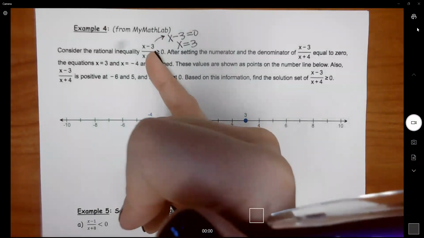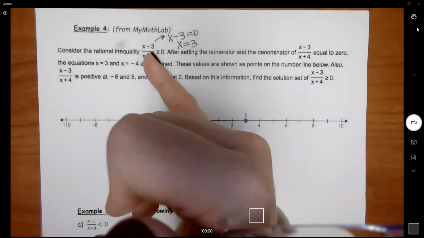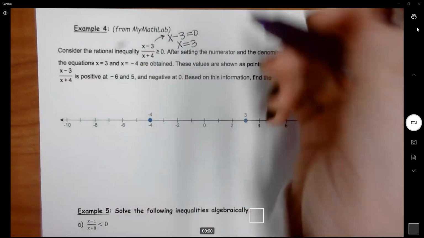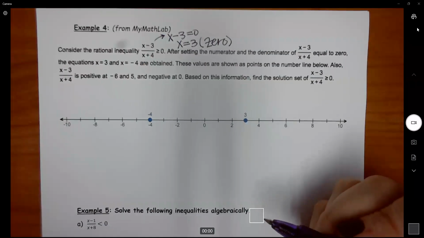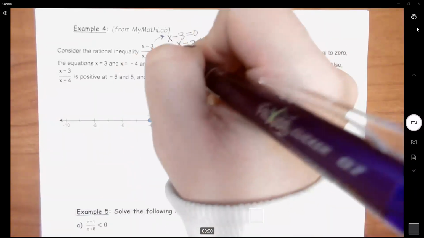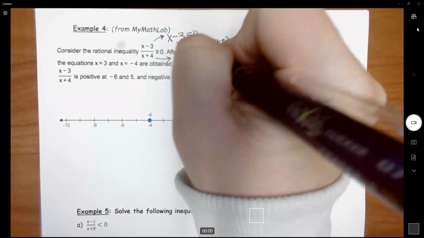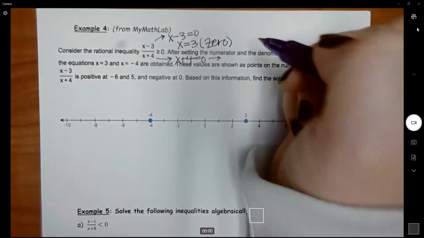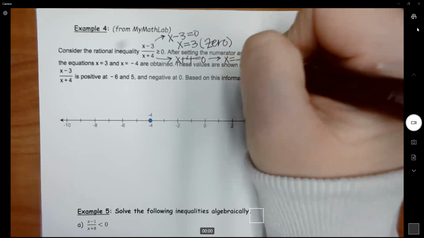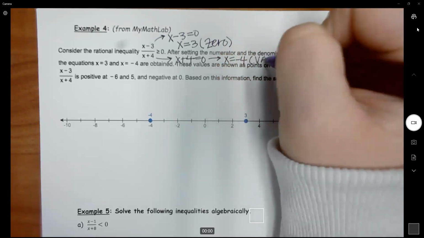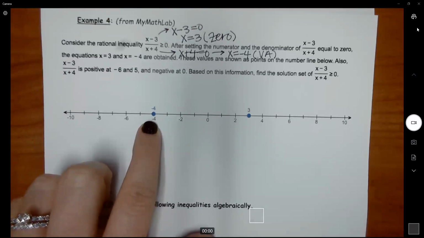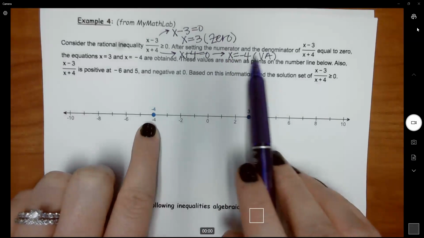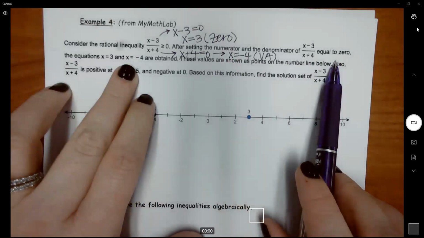What does the top tell me? Because we do need to know the difference. This here tells me my 0, my x-intercept. Then when I take the bottom, x plus 4 equals 0, and I subtract that 4 over, I get x equals negative 4. And this is my vertical asymptote. So I see my vertical asymptote here, and that's where it came from. So after setting the numerator and the denominator equal to 0, we got these two equations.